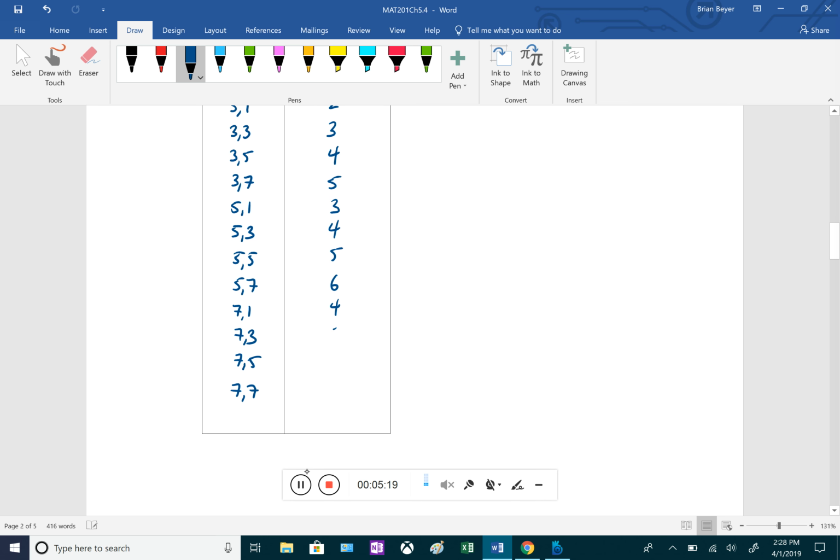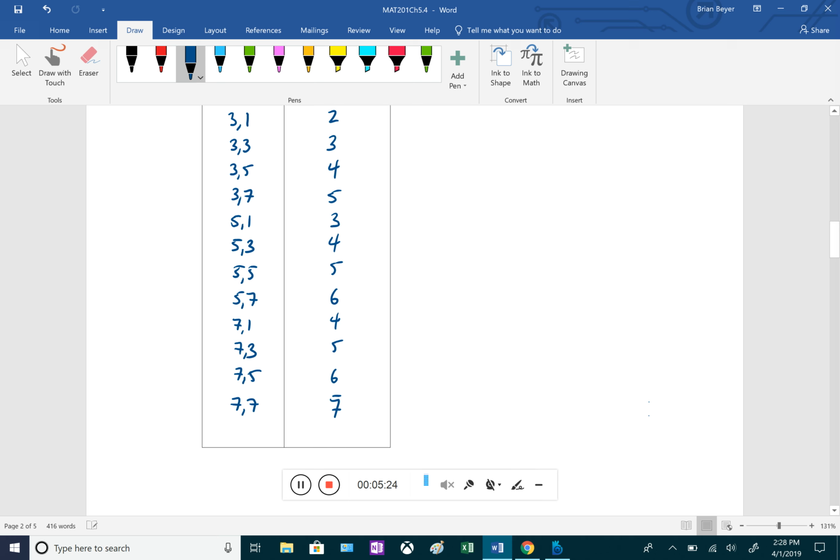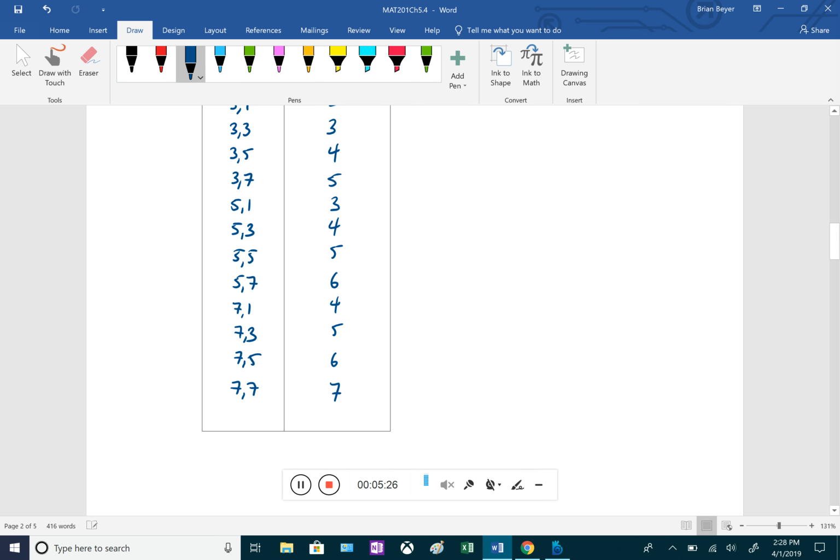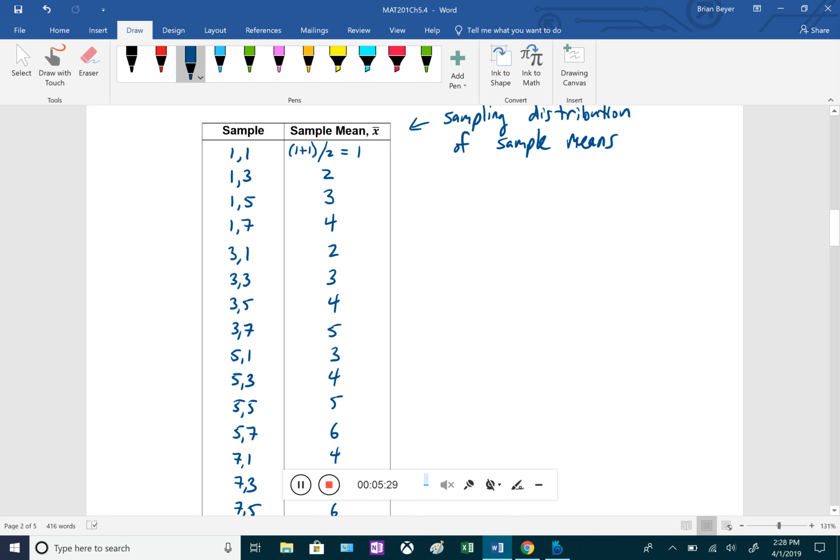And 4, 5, 6, 7. Okay, so all of these values here are just the means of the sample to its left. So let's take the mean of all of these numbers. I'm taking the average of this right column, which is the mean of the sample means. If we add all of those up and divide by how many there are, we're going to get a value of 4.